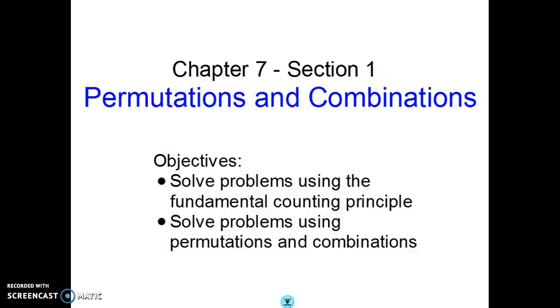This set of videos is going to cover Chapter 7, Section 1 from your Algebra 2 textbook. That section is on permutations and combinations. We have two main objectives in these videos. The first is to solve problems using the fundamental counting principle, and the second is to solve some problems using permutations and combinations. All of this is really just a fancy way of saying we're going to be doing some counting.